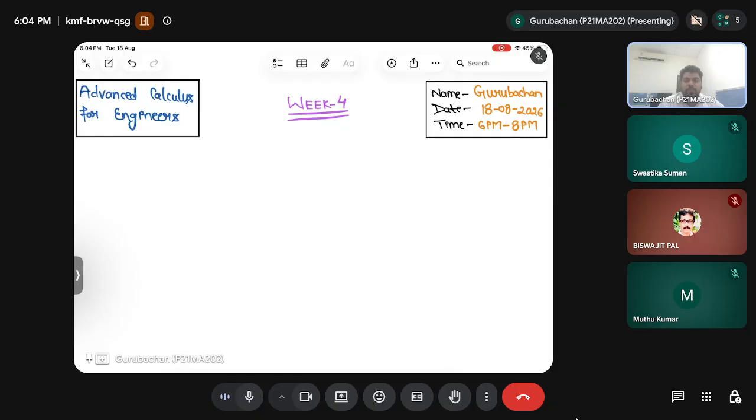In today's session, we work on the conceptual understanding of Taylor's theorem, maxima and minima in multivariable, and we also do the problems on these topics. So let us start by recalling the Taylor's theorem in two variables.